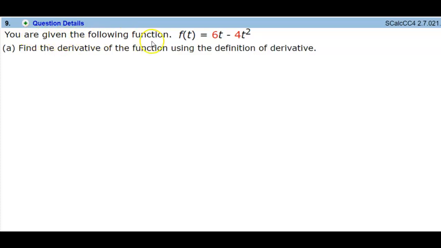Okay, here you are given the following function, f of t, which is equal to 6t minus 4t squared. In part A, we want to find the derivative of the function using the definition of a derivative. So the definition of a derivative is the following.